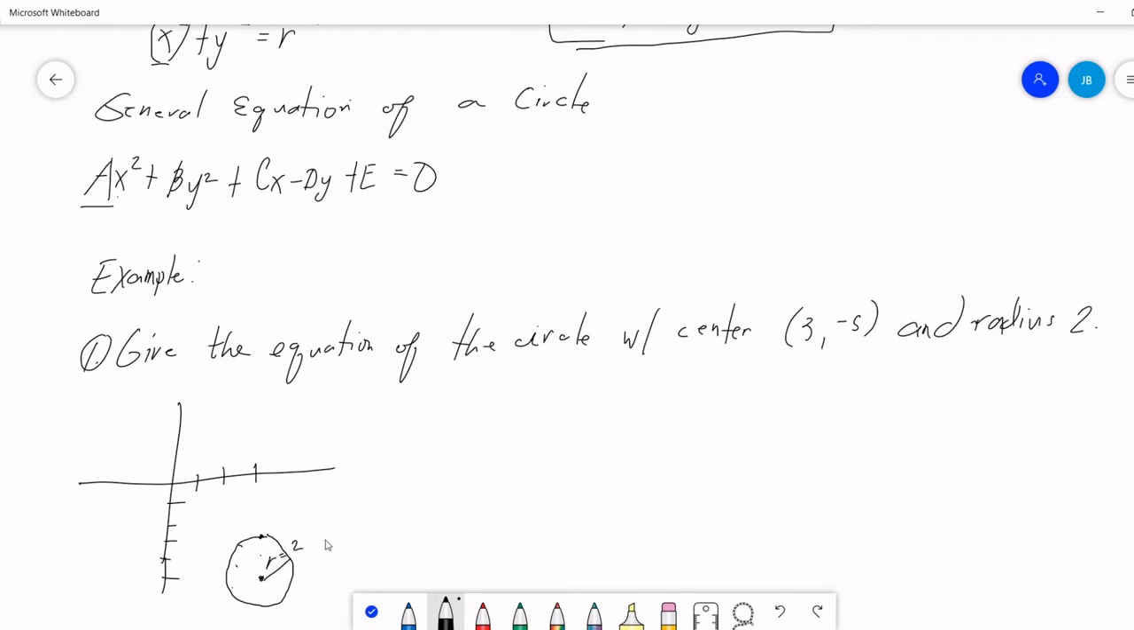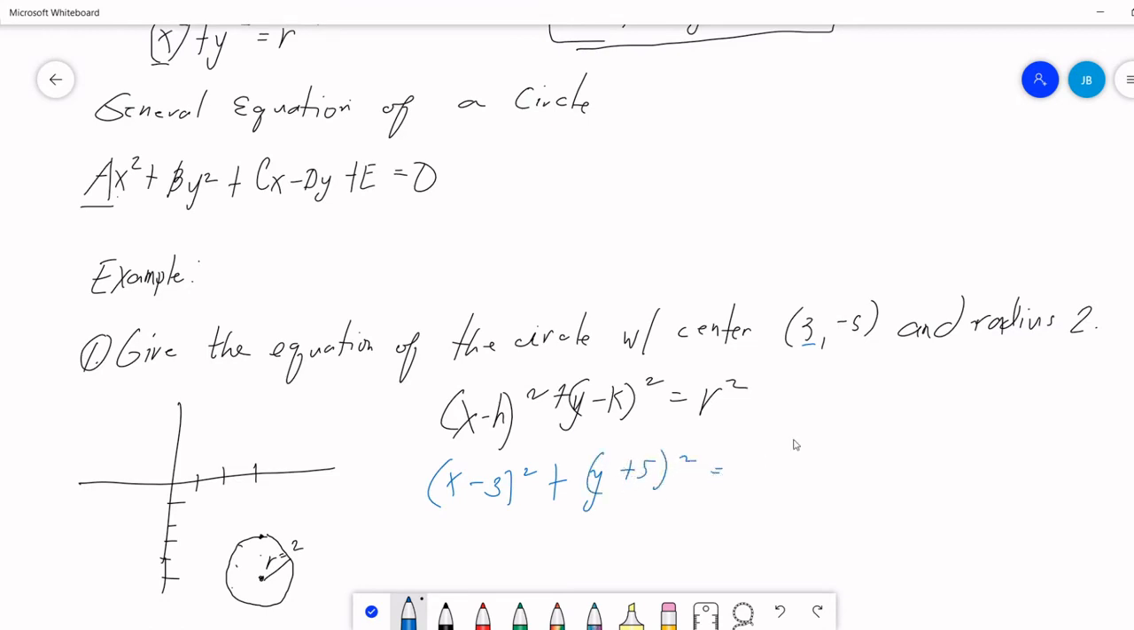So you're asked to write the equation of a circle. How are we going to do that? With the formula x minus h squared plus y minus k squared is equal to r squared, you can get the equation of the circle, where h is the center, which is 3. So x minus 3 squared plus y plus 5 squared is equal to your radius, which is 2 squared, equals 4.